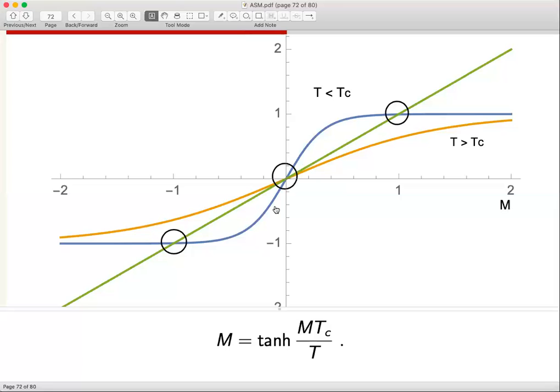Therefore it would still cross the green straight line at the origin. But the tan hyperbolic function asymptotically goes to 1, whereas the straight line is going to cross 1 pretty fast compared to the tan hyperbolic function. So the tan hyperbolic function would cross the straight line once again. In fact, it will cross the straight line twice again.